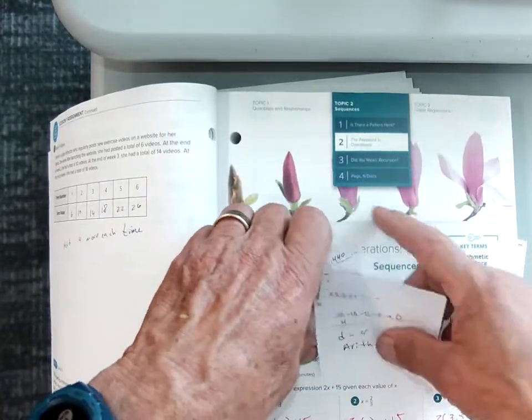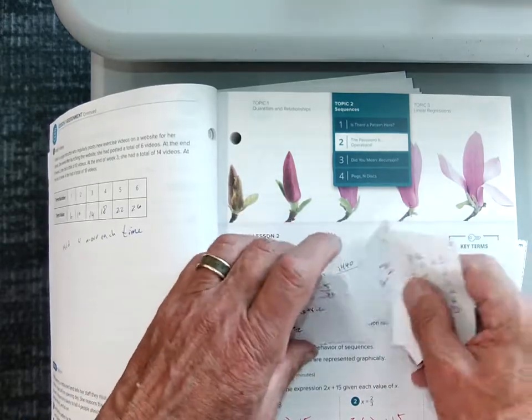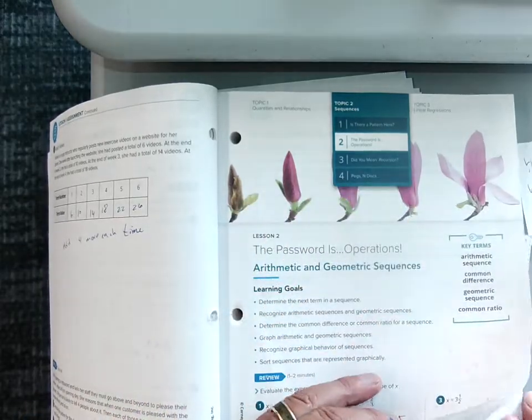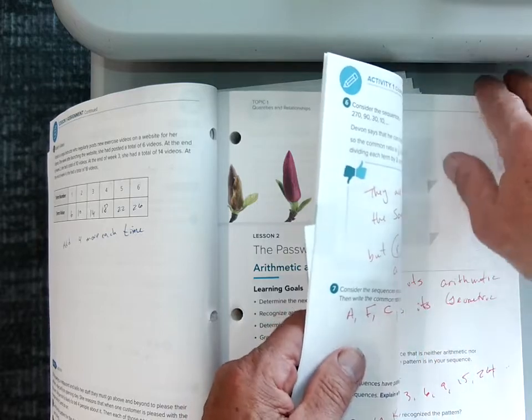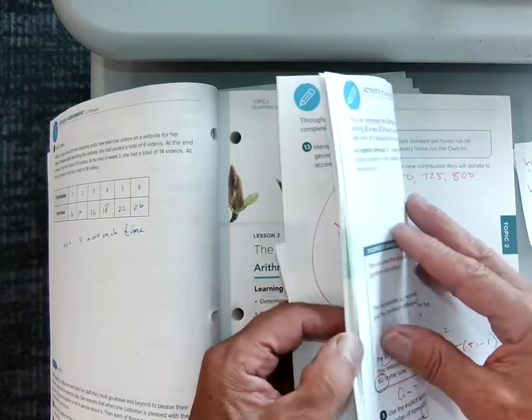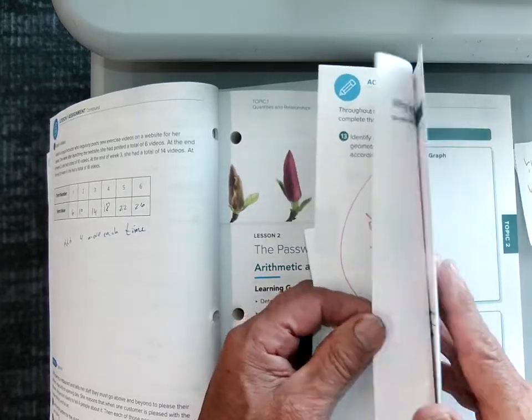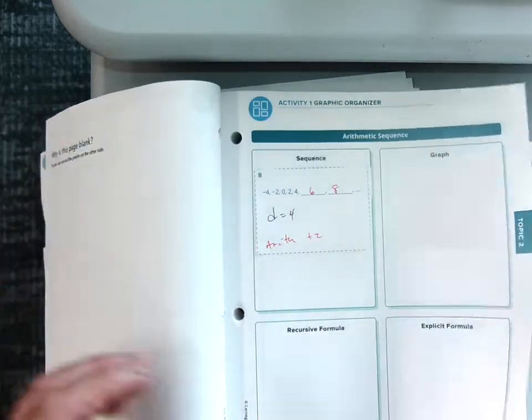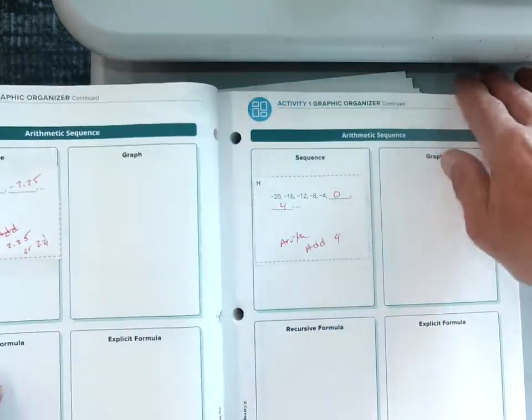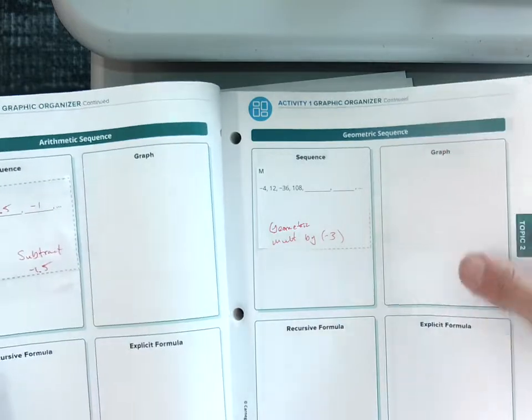So then our homework was to go to pages 95 through 104, and we taped them in.